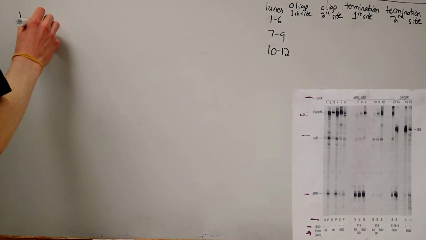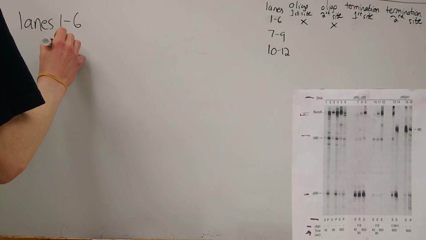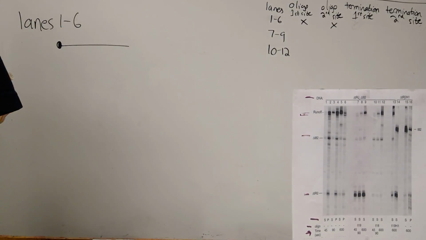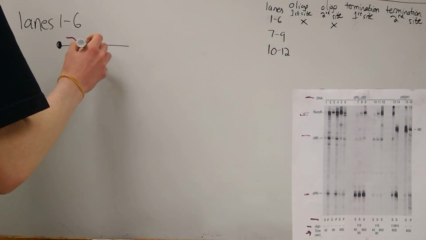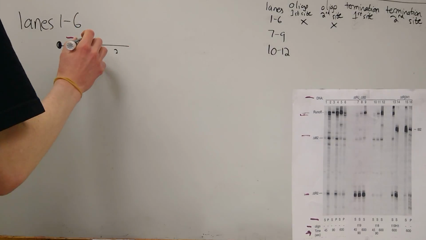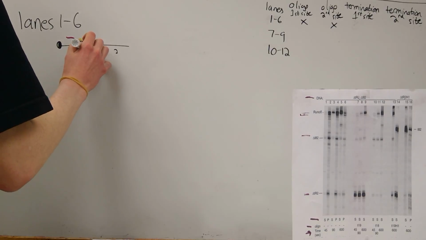Let's start with our first group of lanes, 1 through 6. We see that they use the DNA where both terminators only have half of their inverted repeat sequence. We also see that they haven't added any oligomers. This tells us that no hybridization in the upstream mRNA is possible, and therefore we expect little to no termination. Is this what we see?